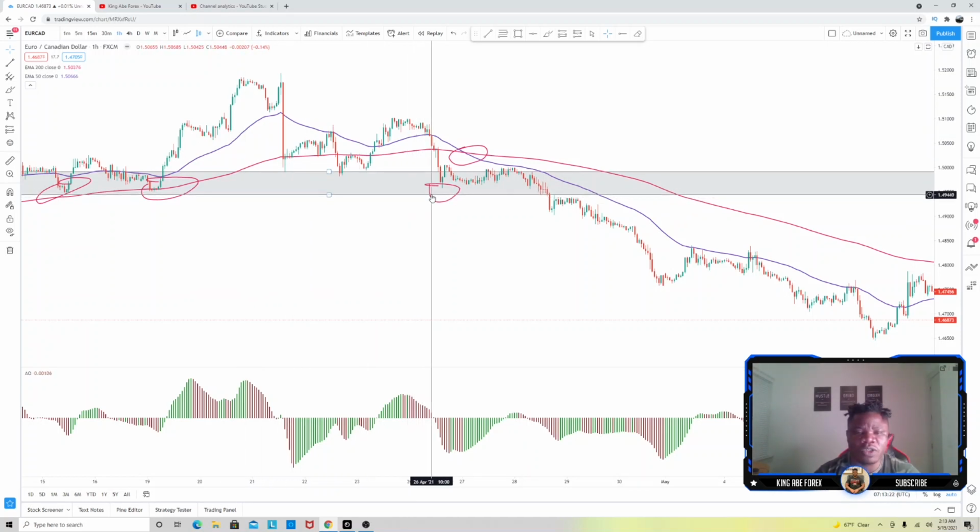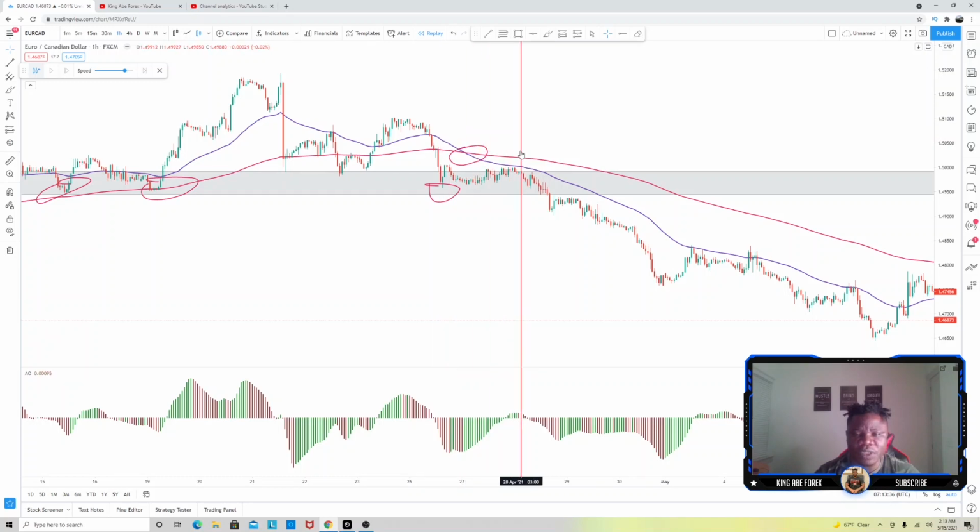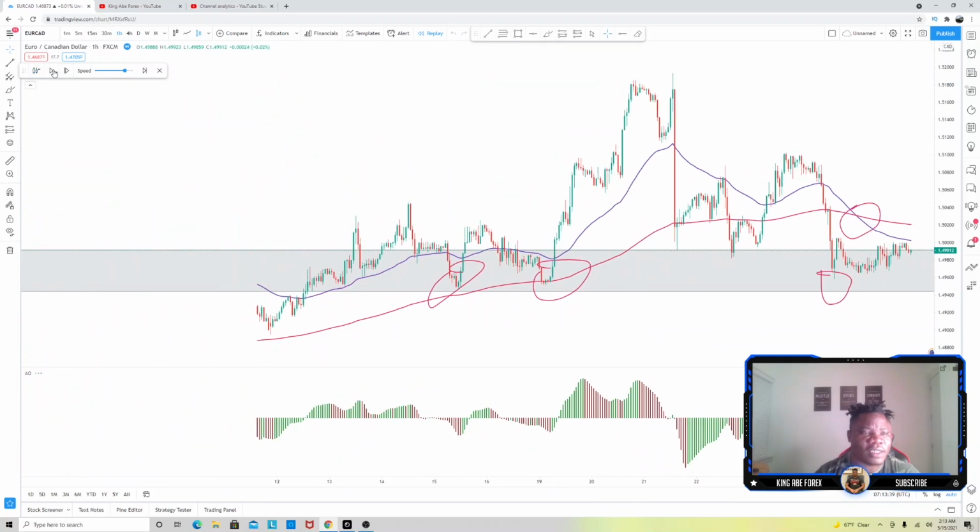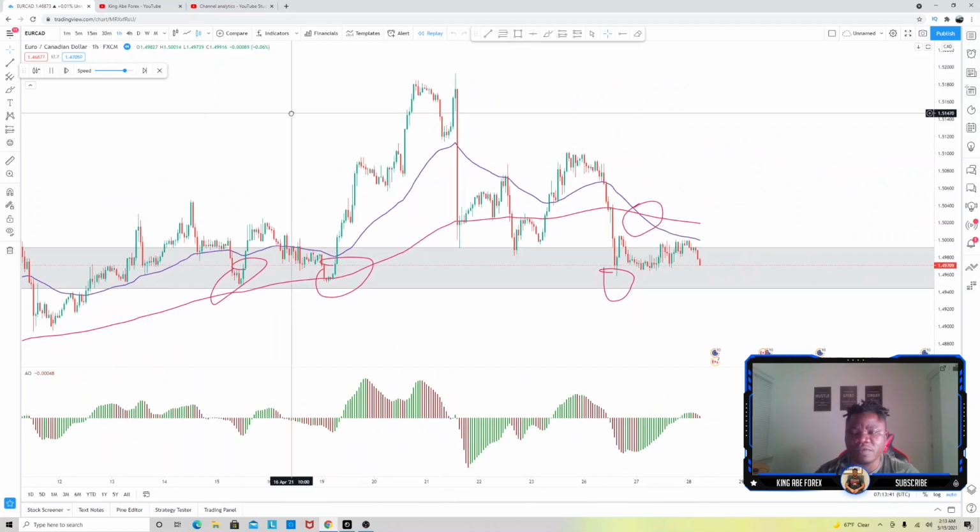Now, once you have this zone right over here, you make sure that price also closes below your support zone. Now let's see where our entry would have been for this trade right over here. Let's pull out a replay tool, and we're going to start from right over here, and let's see where our entry would have been for this trade.